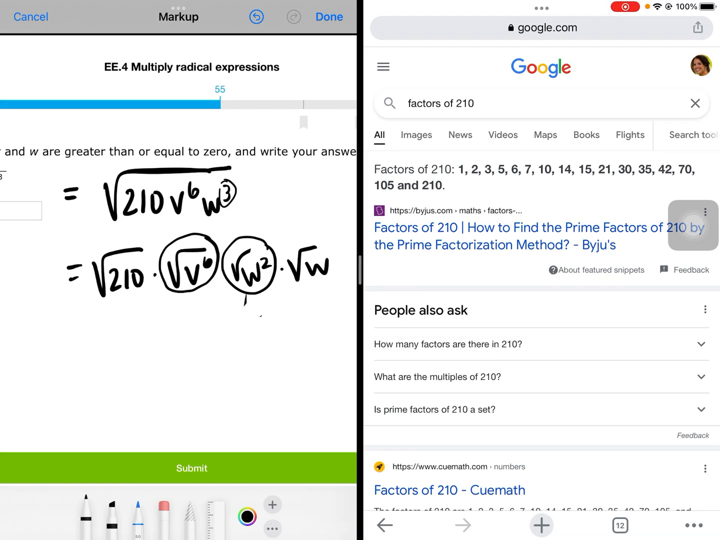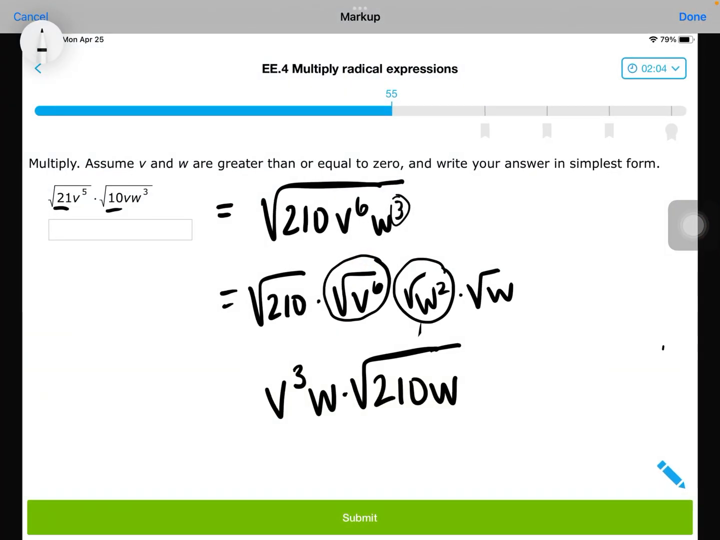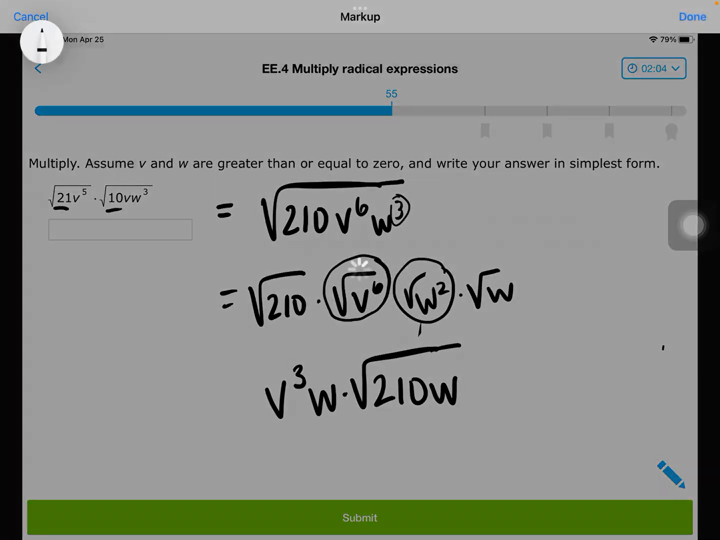So the square root of v to the 6th is v to the 3rd. The square root of w squared is w. The rest of the stuff just stays underneath the radical because it can't be evaluated. Okay. Next one.